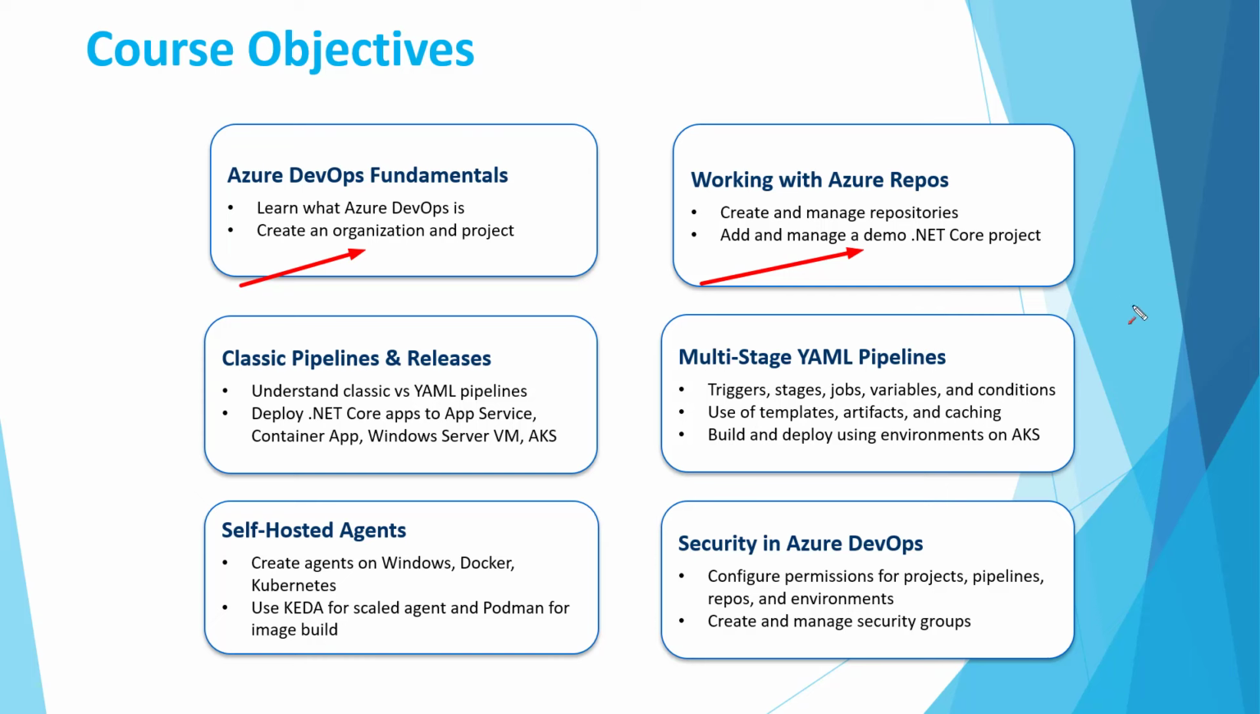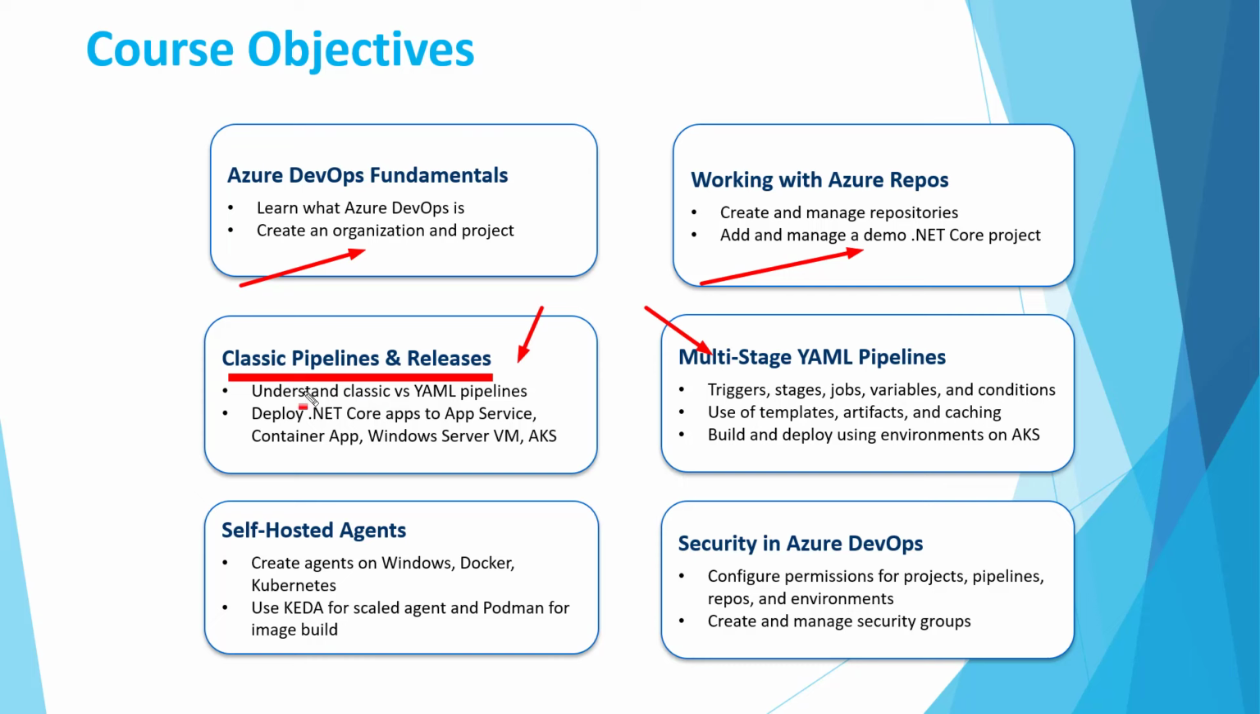So after working with Azure Repos, we will start talking about our main goal, which is understanding the classic pipelines and the multi-stage YAML pipelines. First, we will talk about the classic pipelines. We will start making a classic pipeline to build and test the .NET Core project.